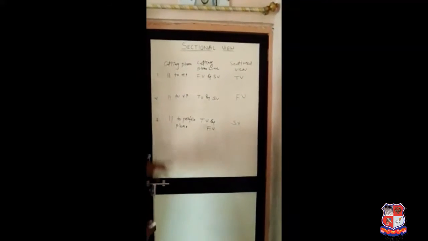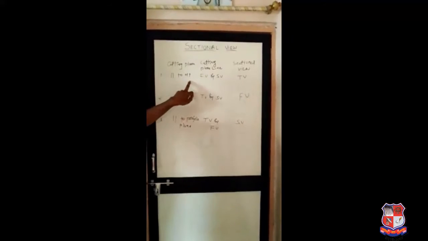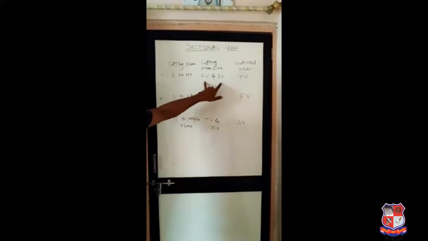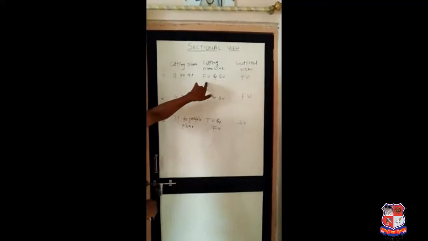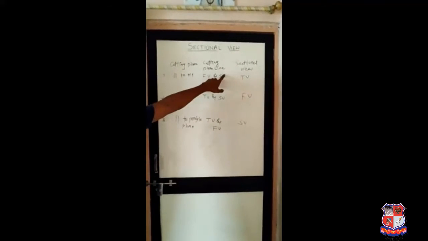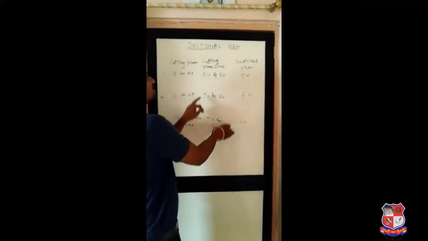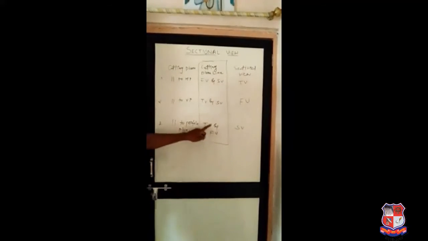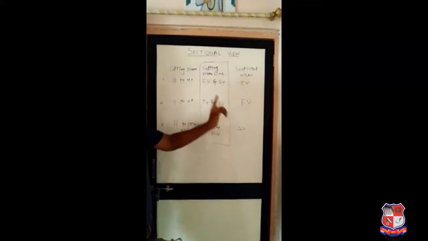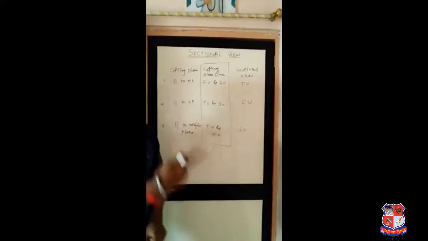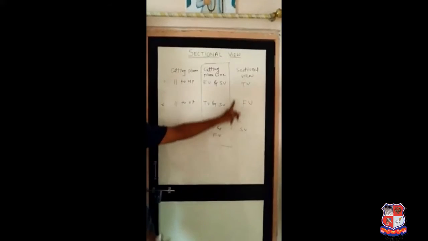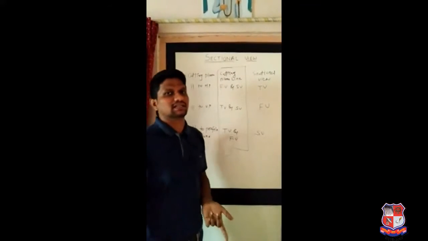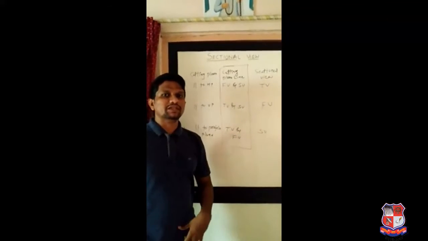I am repeating it again. The first method: the cutting plane is parallel to the horizontal plane. Then in the examination, the cutting plane line will be given to you in the front view and side view. So you need to identify in which two views the cutting plane line is given. In the exam, this is given to you. You need to identify from where the cutting plane line is visible. According to that, you need to convert your normal view into a sectional view. Which sectional view depends on how the object has been cut.